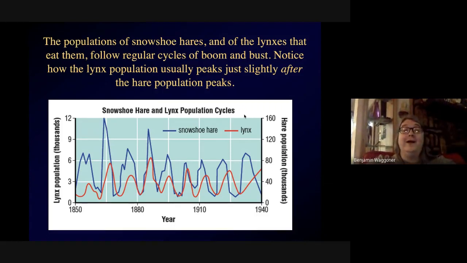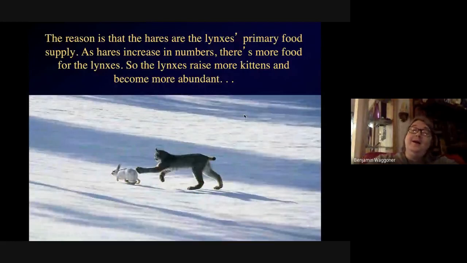How do they interact? Well, it looks like this. Lynxes can eat several different things, but snowshoe hares are the lynx's main food supply. So when the hare population goes up, that means there's lots of food for the lynxes. So the lynxes get lots of food. They raise more kittens. There's more food for them. And the lynx population goes up. The lynxes can become more abundant now that there are lots of hares for them to eat.